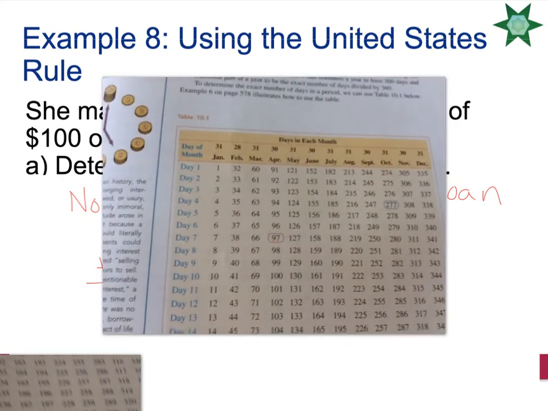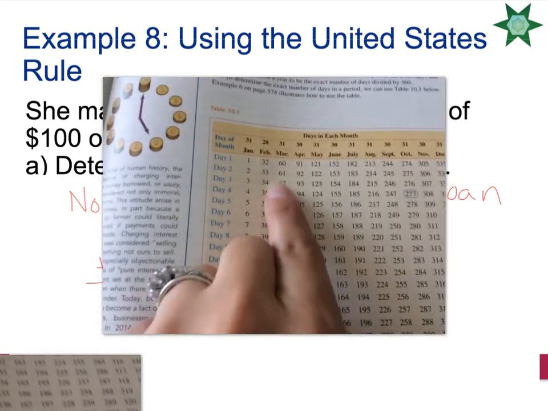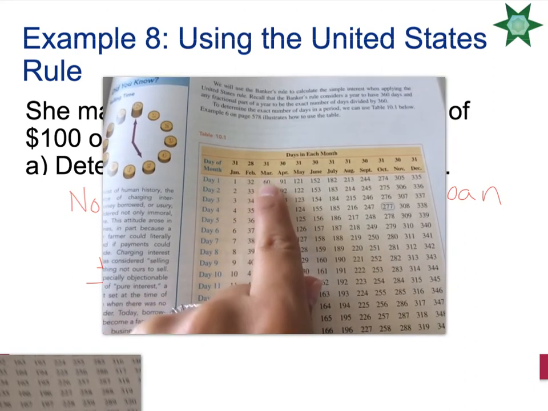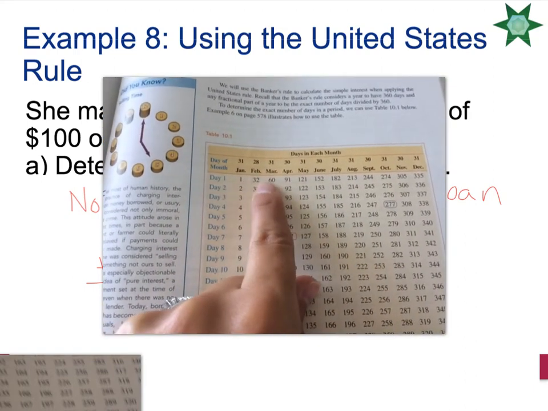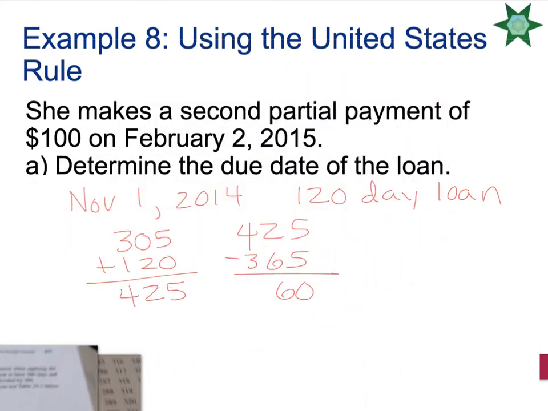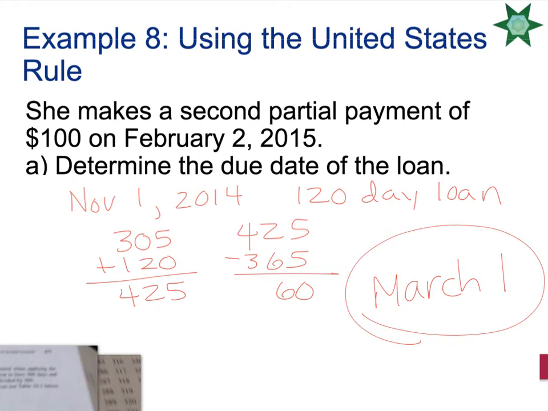I'm looking at all the numbers in my table and I'm looking for the number 60. And the 60 is right there, which is telling me it is the month of March, day 1. So my loan is going to be due on March 1st. So question A has been answered. The loan is due on March 1st. Now, there's definitely more questions to follow.